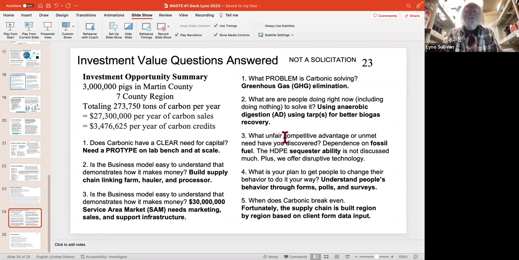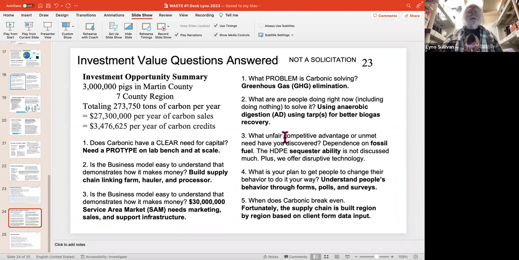Sorry, I don't know, but here's the questions, and I'll read them for the listening audience at least. Does Carbonic have a clear need for capital? Yeah, we need a prototype on a lab bench and at scale. And stop me with each question if you have an interjection.